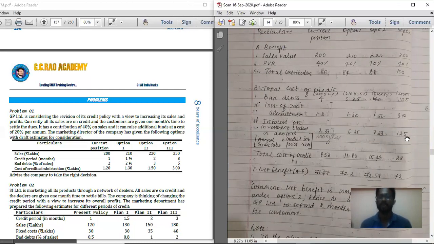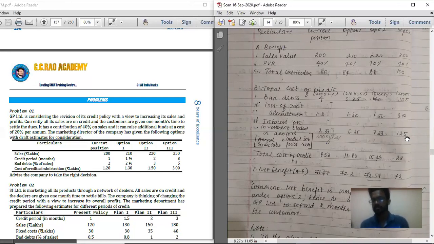Open a bracket, capital A minus capital B, close the bracket. So what is the total benefit for the current question? 80 minus the total cost of credit, 8.53. So 80 minus 8.53, you will get 71.47. In respect of net benefit, current question, put 71.47. And for option 1, 84 minus 11.80, you will get 72.2. Under option 2, that is 88 minus 15.43, you will get 72.57.